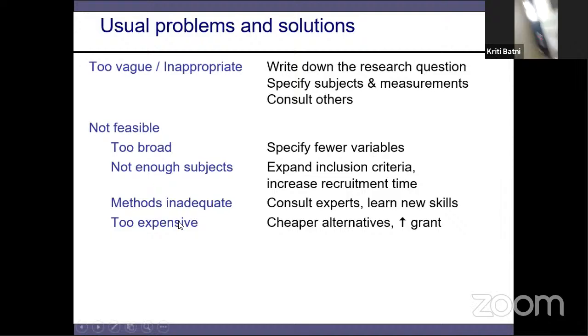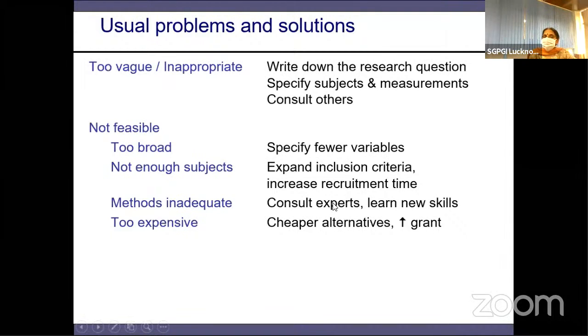Sometimes the methods are inadequate. Then you go and consult the experts and learn new skills, because those methods are either obsolete or they cannot be done here. If you find that it is costing too much and your mentor says, sorry, I don't have money, then you need to either get a cheaper alternative, use different outcome tools which are cheaper, or you try to generate a grant.